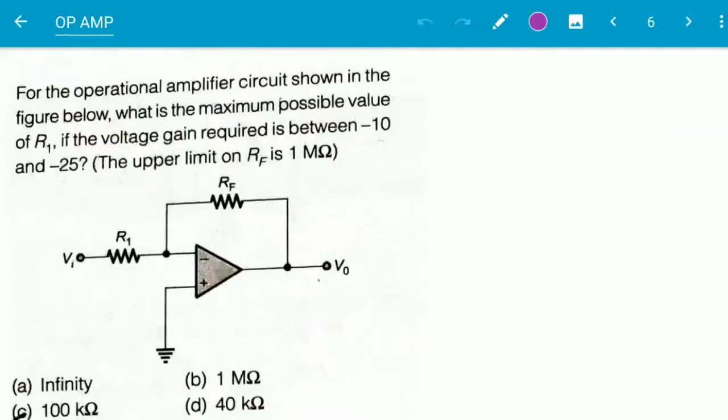Next question. For the operational amplifier circuit shown in the figure below, what is the maximum possible value of R1 if the voltage gain required is between minus 10 and minus 25?